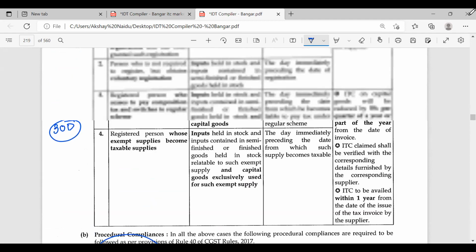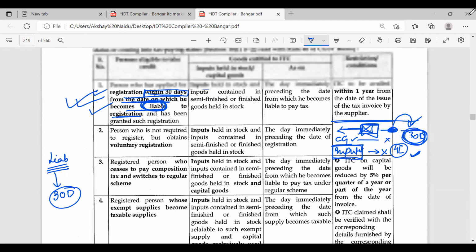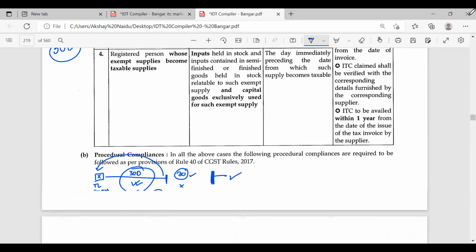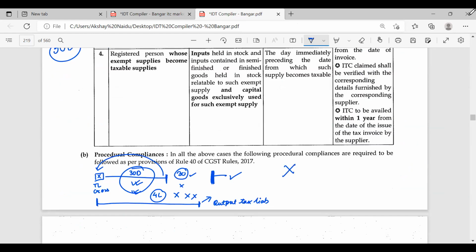But ma'am, what about capital goods? No. On new registration, no capital goods. Whatever capital goods you purchased earlier, you were not registered. Now understand the difference. Ma'am, I was not registered and I have purchased capital goods. In the ITC credit ledger it never got credited. Now I am registered.